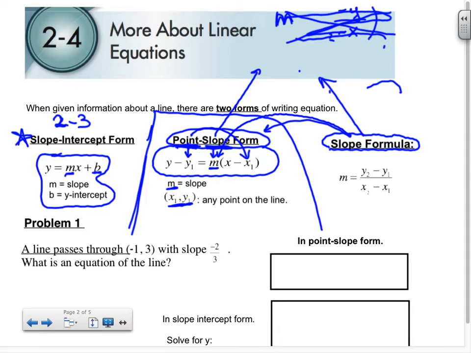All right, in point-slope form, this is a really simple form. You'll see in just a second. When it's in this form, it is used to go back to slope-intercept form. You might be asking me, why would I go back to slope-intercept form? Because you can graph it so easily.